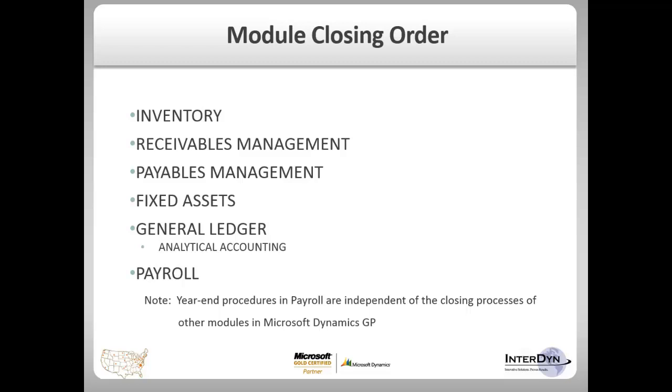There is a specific order in which you should close each of your modules within Microsoft Dynamics GP before closing your general ledger. That closing order is inventory, receivables management, payables management, fixed assets, then general ledger, and if you're using analytical accounting, there are some settings that you will need to mark if you choose to close the analytical accounting subledger. Please note that payroll is independent of all the other closing processes within Microsoft Dynamics GP.